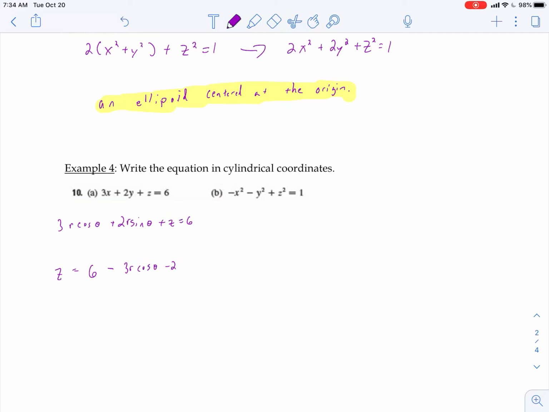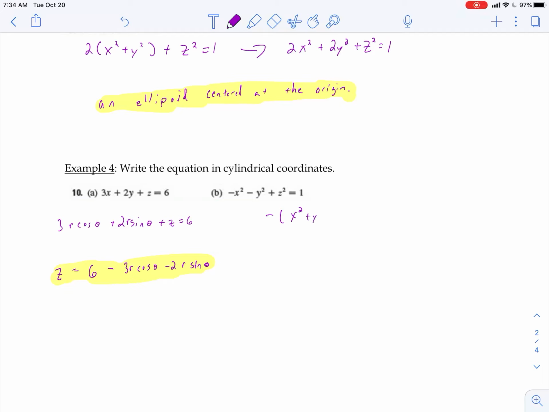Z equals 6 minus 3r cosine theta minus 2r sine theta. Whoa, forgot my r there. And that's it. We could pull out the r if we wanted to, but we don't have to. And so there we go. I mean, you could have stopped there, and I would have been satisfied.